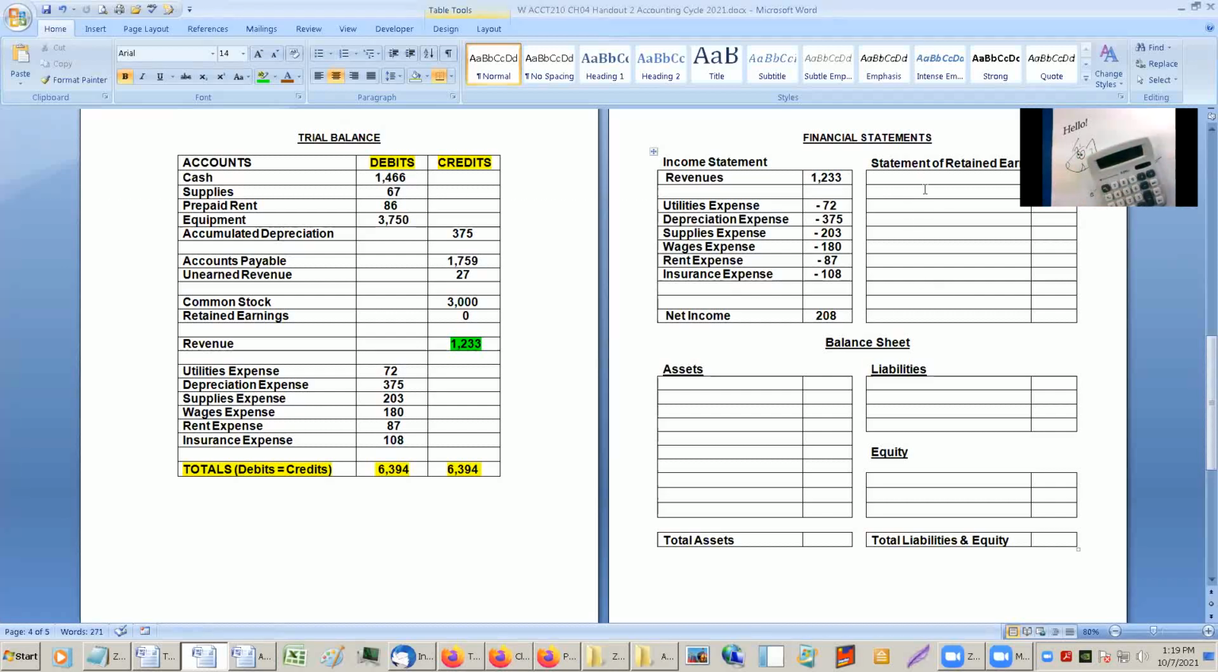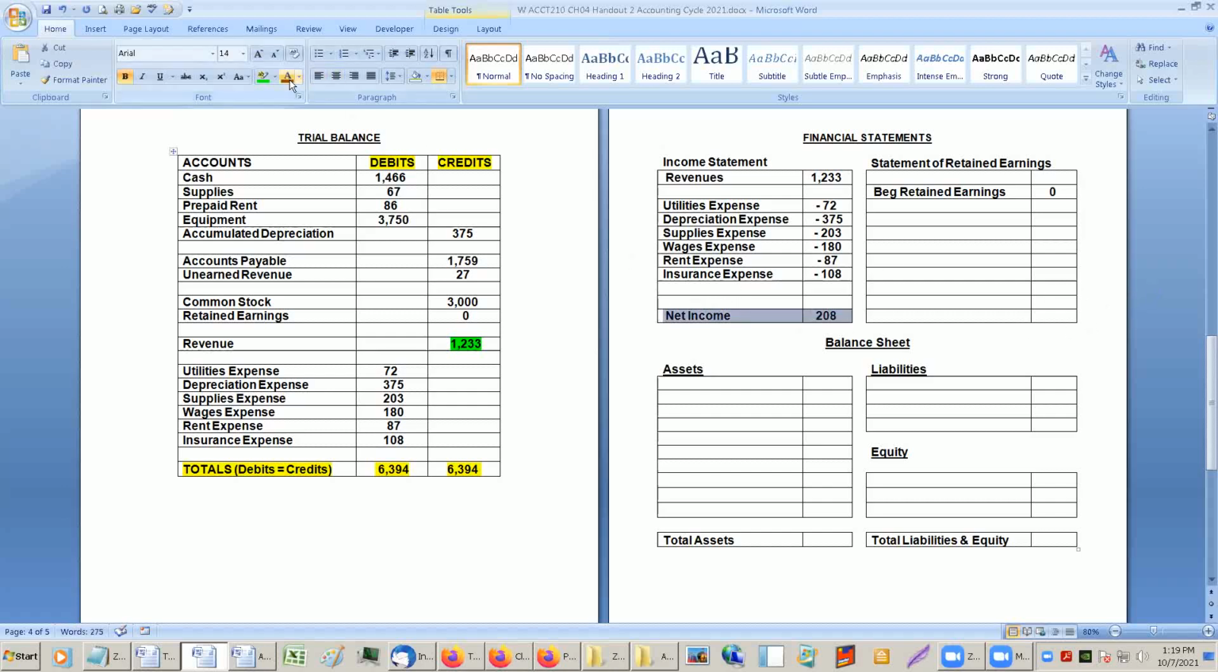Okay. Retained earnings. Now, retained earnings are going to be a little bit easy in this case because there's no beginning retained earnings. There are no dividends. We do have this net income. And that's going to get added.